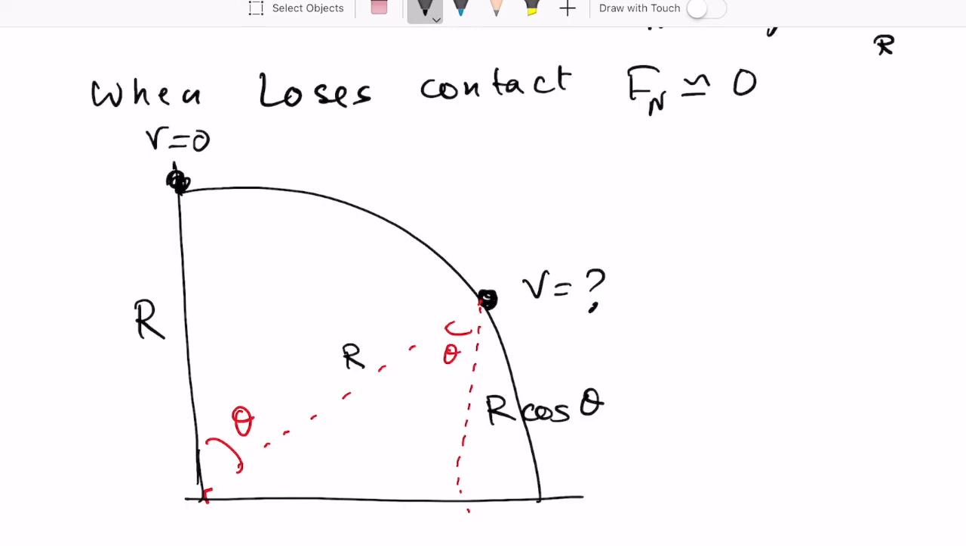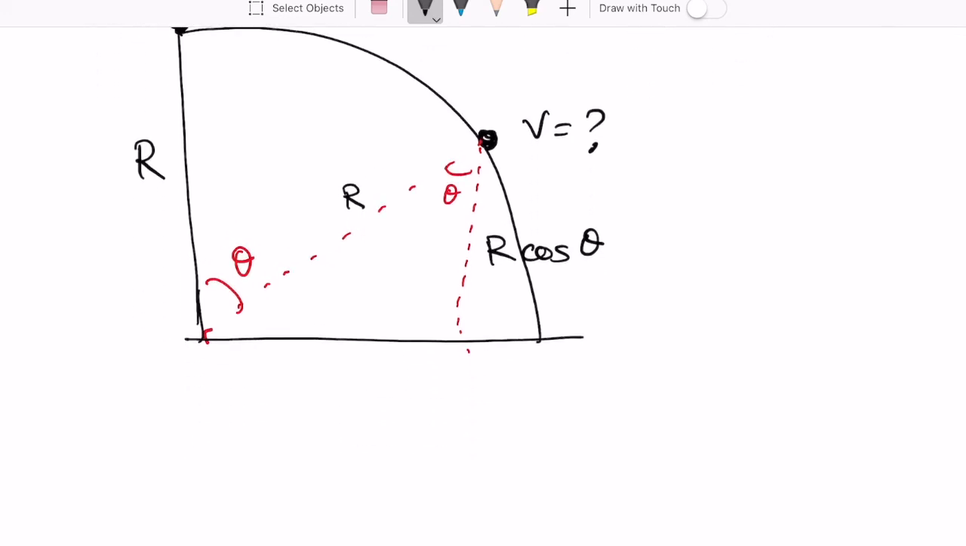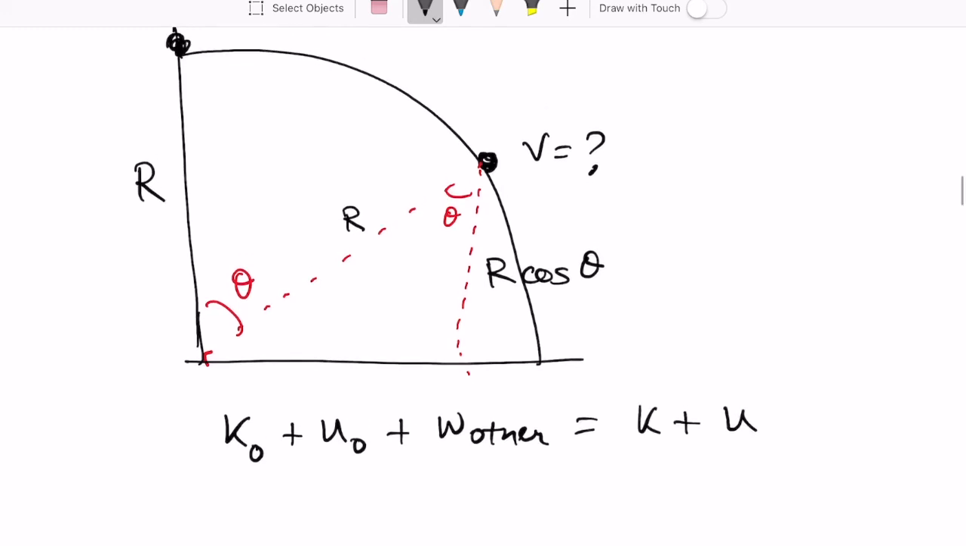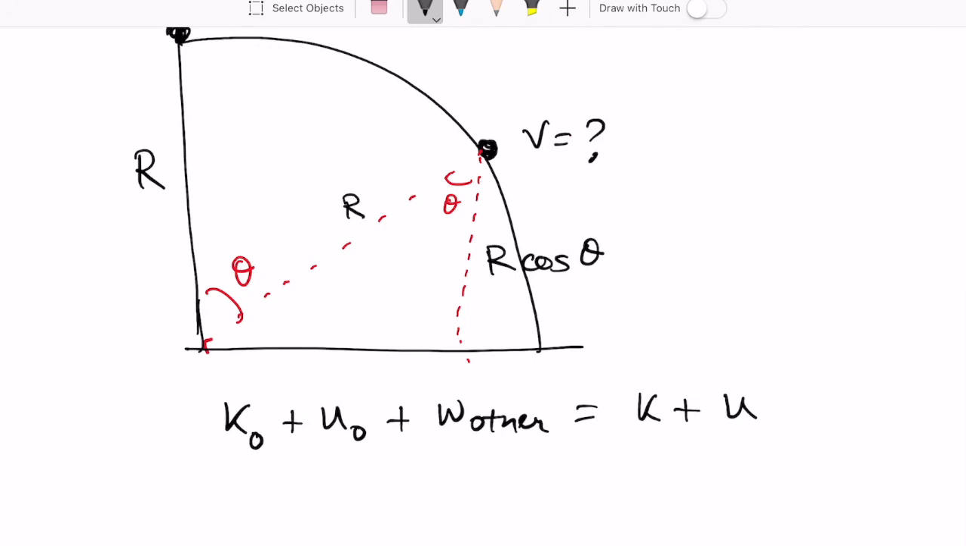We are ignoring friction. So can you see how you can set up conservation of energy to find the velocity at this point? So you would do K initial plus U initial plus W other equals K final plus U final. The initial kinetic energy at the top of the mound is 0. The initial potential energy would be mgr. There is no external force or non-conservative friction force, so there is no W other we need to worry about.